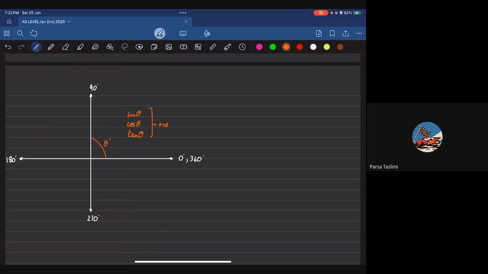Now, if, for example, your theta lies between 90 and 180 degrees, only your sine theta is positive. Both the rest, your tan theta and your cos theta, are going to give you negative answers.